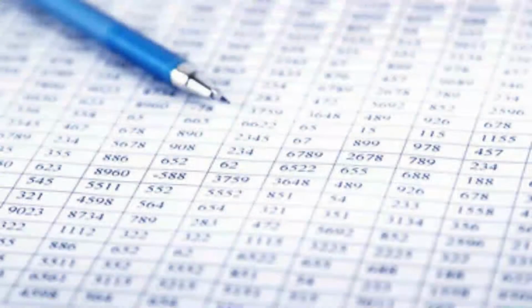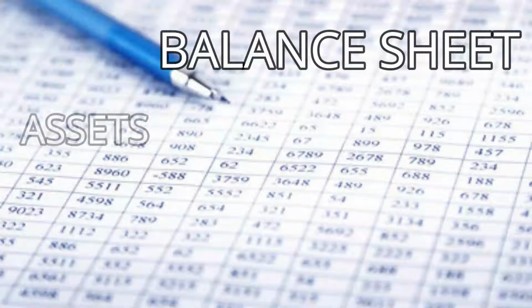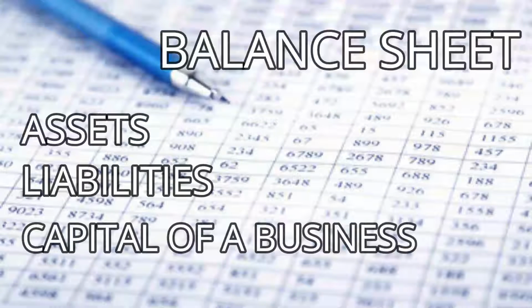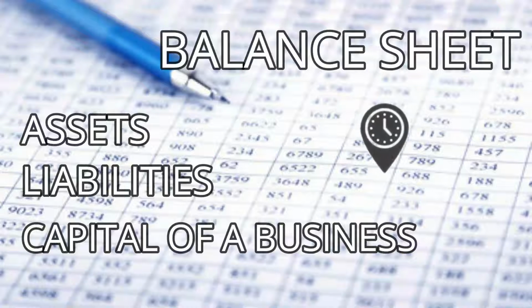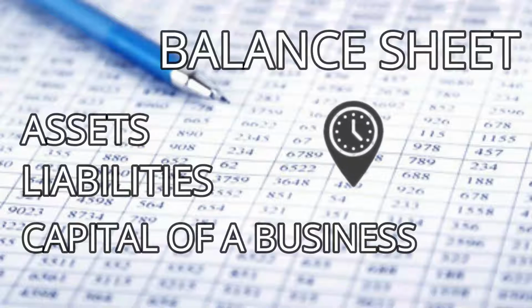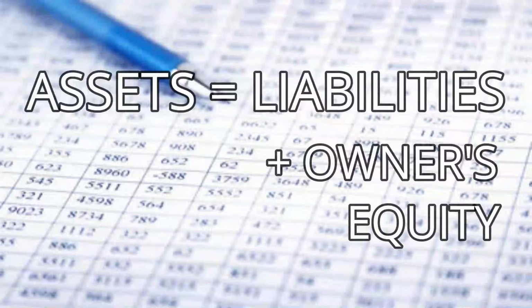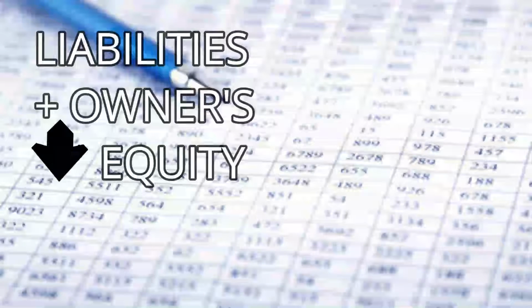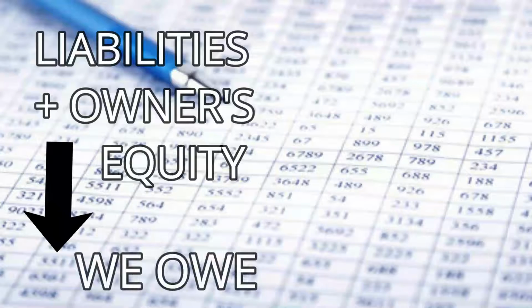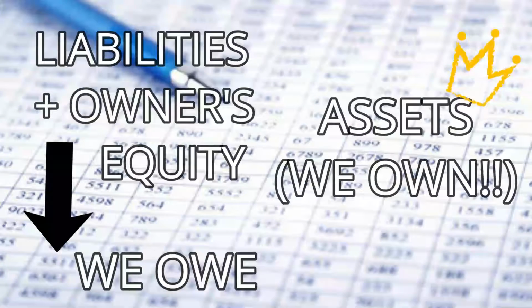The balance sheet of the company is the assets, liabilities, and capital of a business or other organization at a particular point in time. The assets are equal to liabilities plus the owner's equity. The liabilities plus the owner's equity are what we owe, and the assets are what we own.